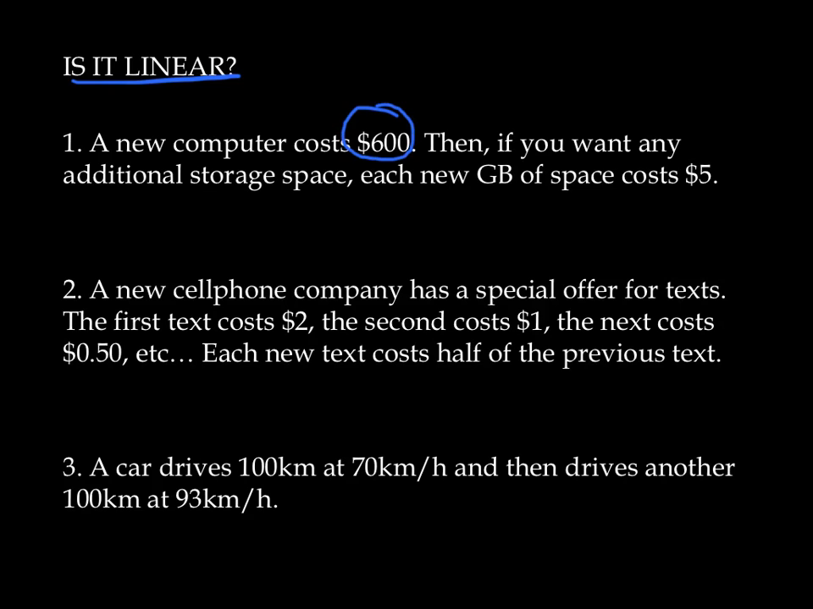Well, each new gigabyte of space costs $5. This is a constant change, or we could say a constant rate of change. Every time I add a gigabyte, I add exactly the same cost to the computer. That's linear. So our answer, yes, it is linear. I'd like you to look at questions 2 and 3, so pause the video now and answer yes or no. Go ahead.